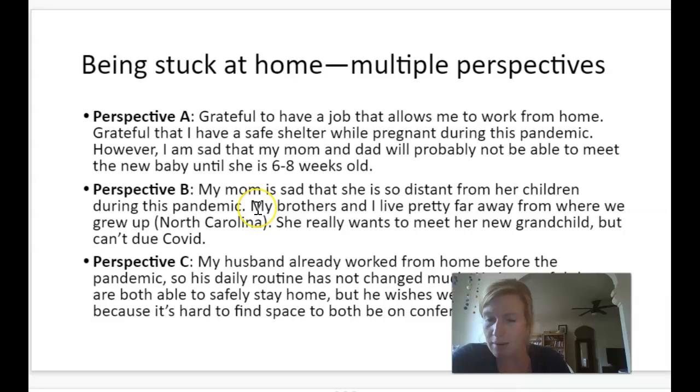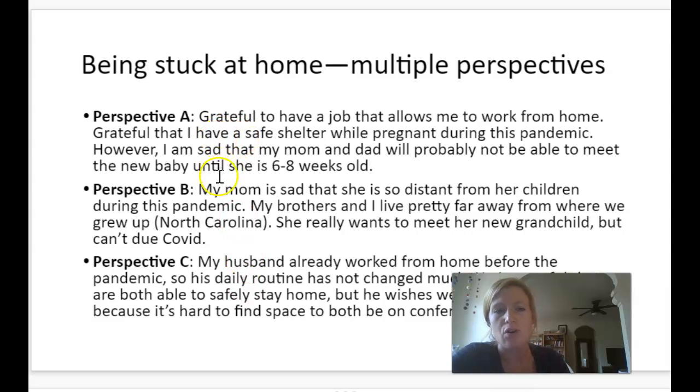Perspective B is my mom, and she lives in North Carolina, so she is super sad to be stuck at home because she misses her children who don't live within the state. And so she's one of those people that's trying to figure out Zoom so she can talk to us multiple times a day. Perspective C is my husband, who had already worked from home before the pandemic, so his daily life has not changed as much as maybe mine. But he wishes he had more space because it's really hard for us both to be on conference calls all day in this tiny apartment, and so we kind of have to figure that out.